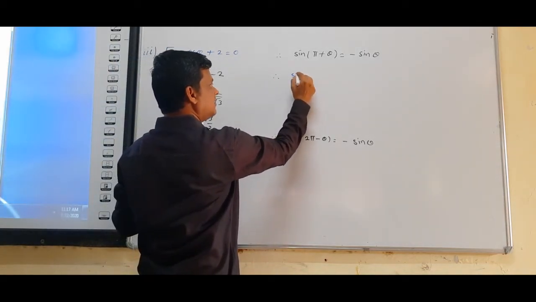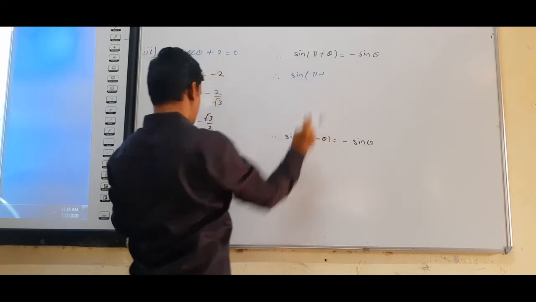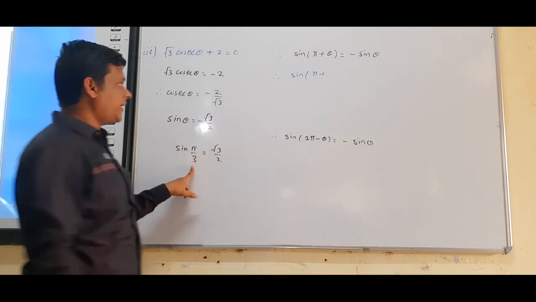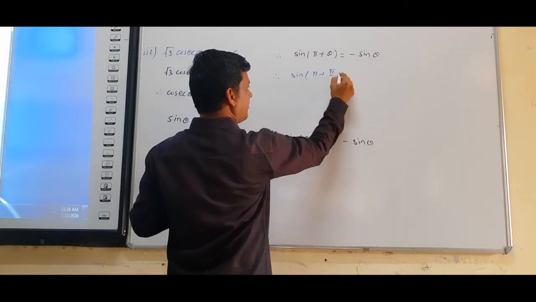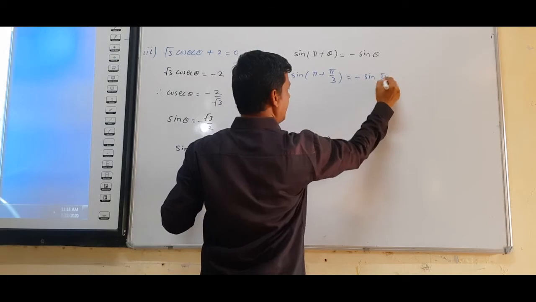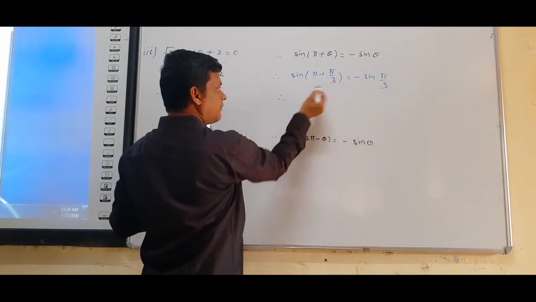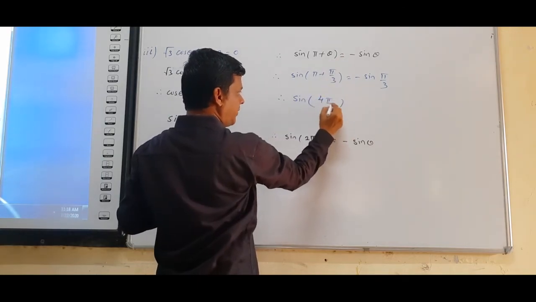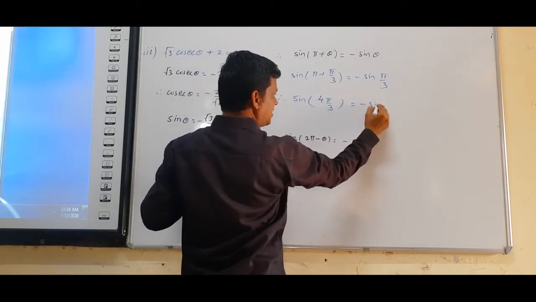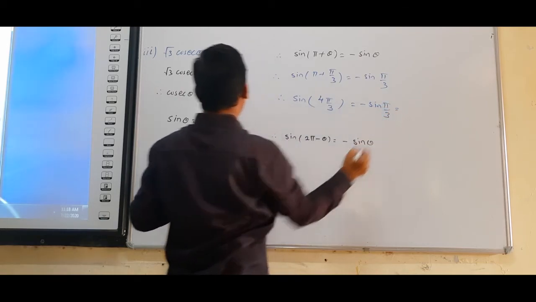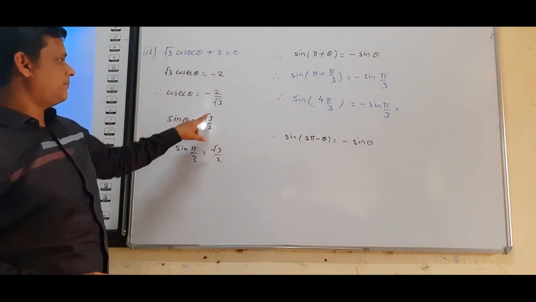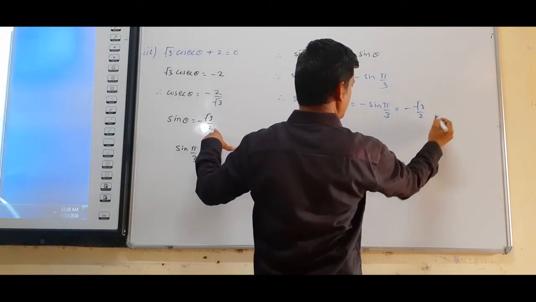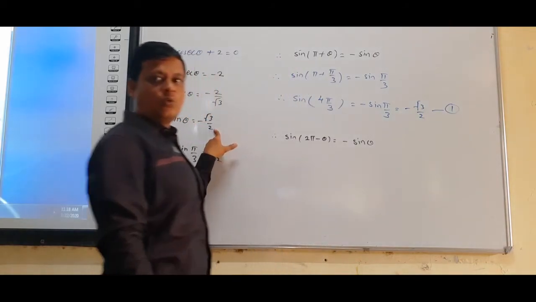Therefore in sin(pi plus theta) we have to replace theta by pi by 3. So we replace theta by pi by 3: sin(pi plus pi by 3) is equal to minus sin pi by 3. Therefore after cross multiplying we get sin of 3 pi plus pi, that is 4 pi by 3, is equal to minus sin pi by 3, which is equal to minus root 3 by 2. Denote this as equation number 1.